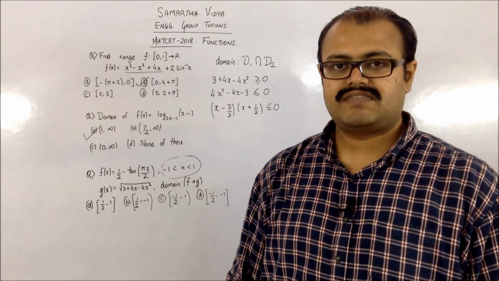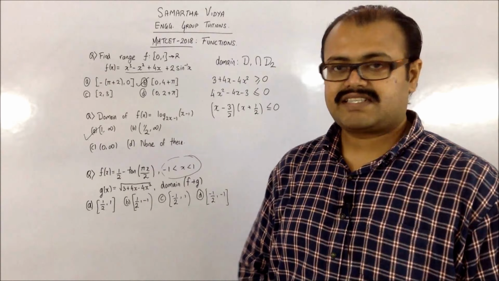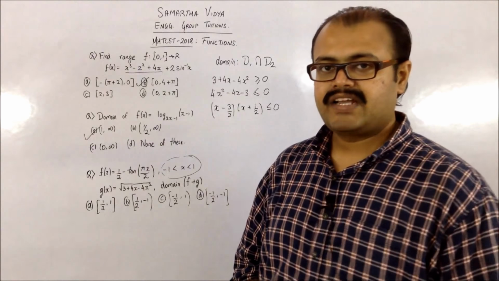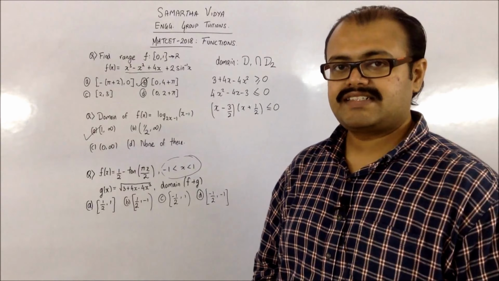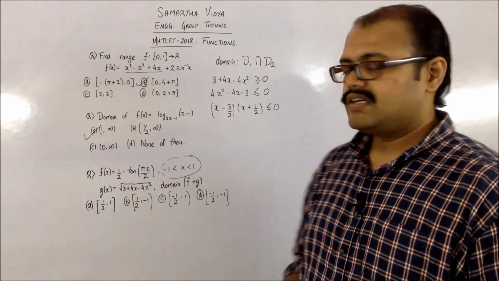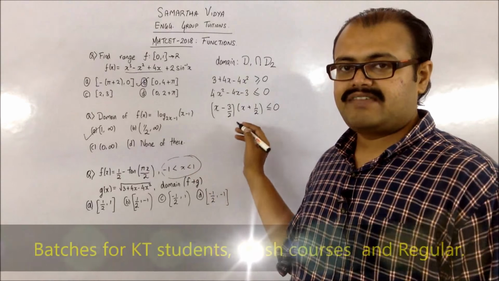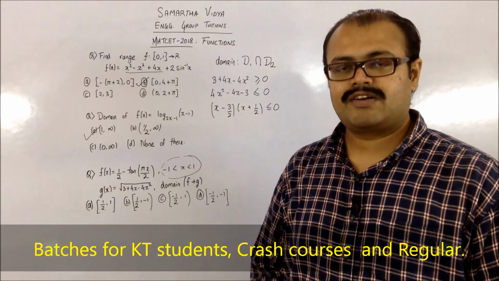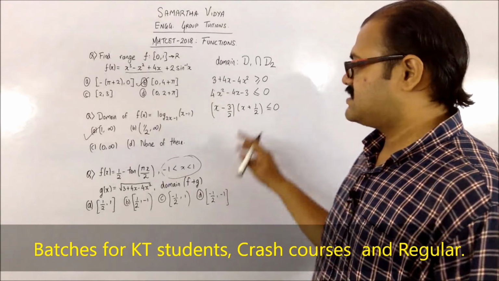Finding the roots of the equation and then simplifying it, you are getting the factors as x minus 3 by 2 and x plus 1 by 2. Now this product has to be less than 0, that is it should be a negative value. So for that to be negative, when you are having the product of two numbers, the product will be negative only when one of the values is negative. So you have to consider two cases.